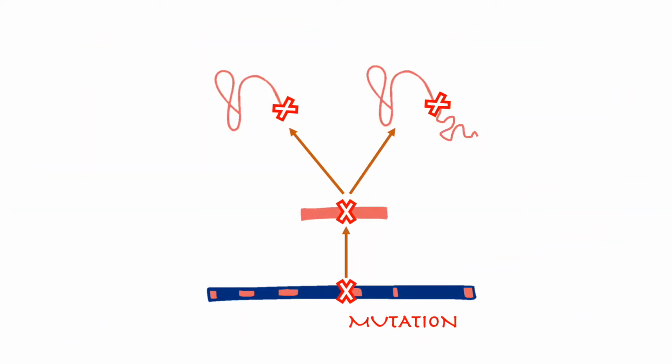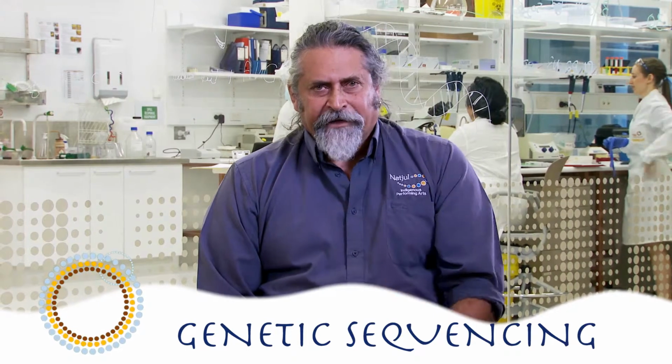If there is a mistake in an exon which affects the quantity or quality of protein, we call that a mutation. In order to find mutations, scientists use clever techniques which allow them to look at the genetic code of genes. These techniques are called genetic sequencing.